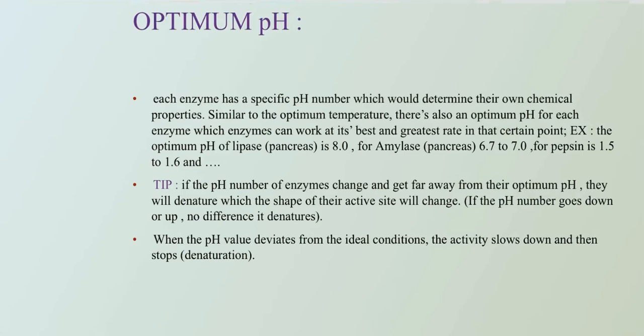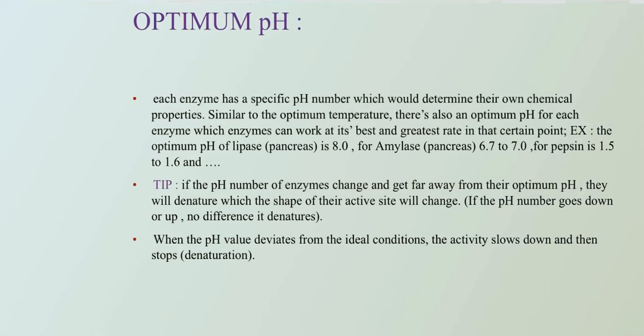But if it goes below the optimum temperature of that specific enzyme, it doesn't denature. It only catalyzes more slowly. In summary, when the pH value deviates from the ideal conditions, the activity slows down and then stops.